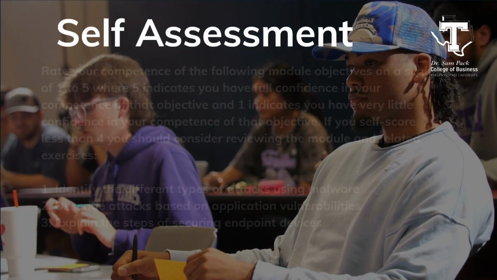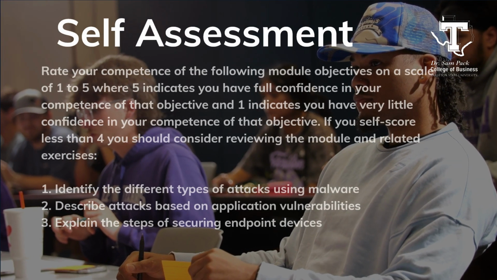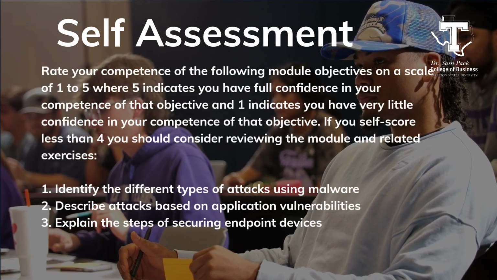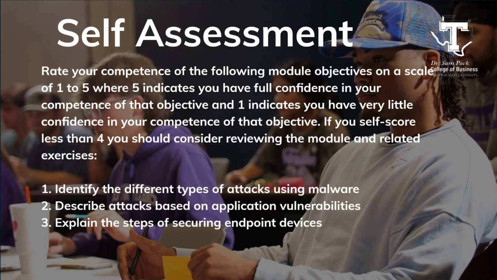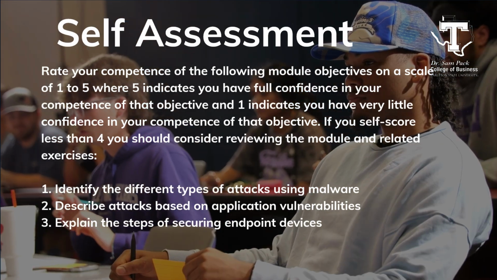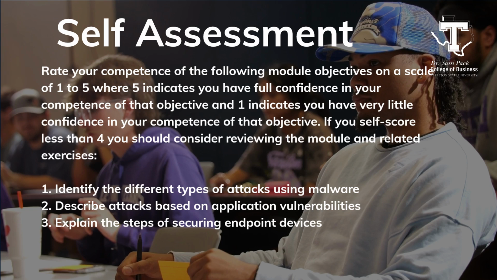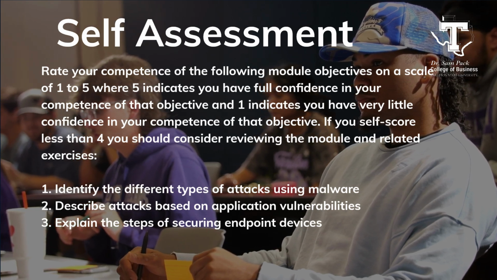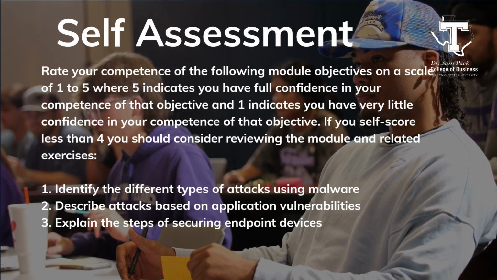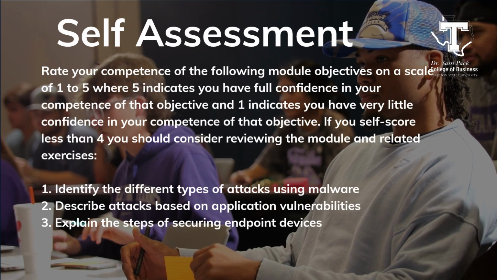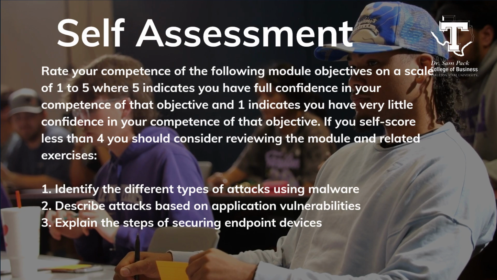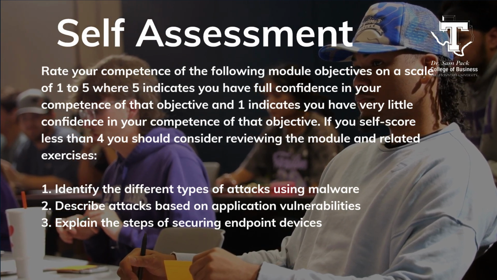Rate your competence of the following module objectives on a scale of 1 to 5, where 5 indicates you have full confidence in your competence of that objective and 1 indicates you have very little confidence in your competence of that objective. If you self-score less than 4, you should consider reviewing the module and related exercises. 1. Identify the different types of attacks using malware. 2. Describe attacks based on application vulnerabilities. 3. Explain the steps of securing endpoint devices.